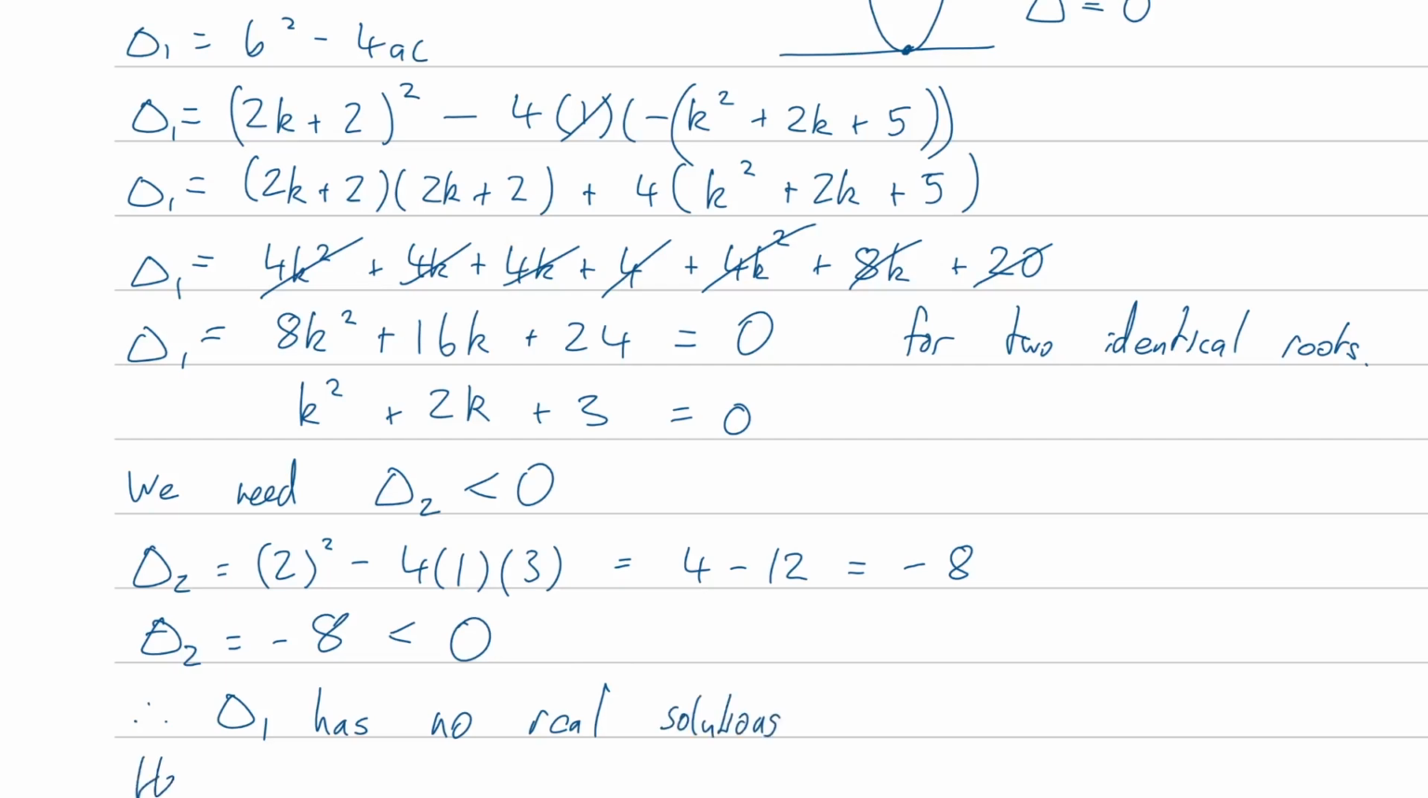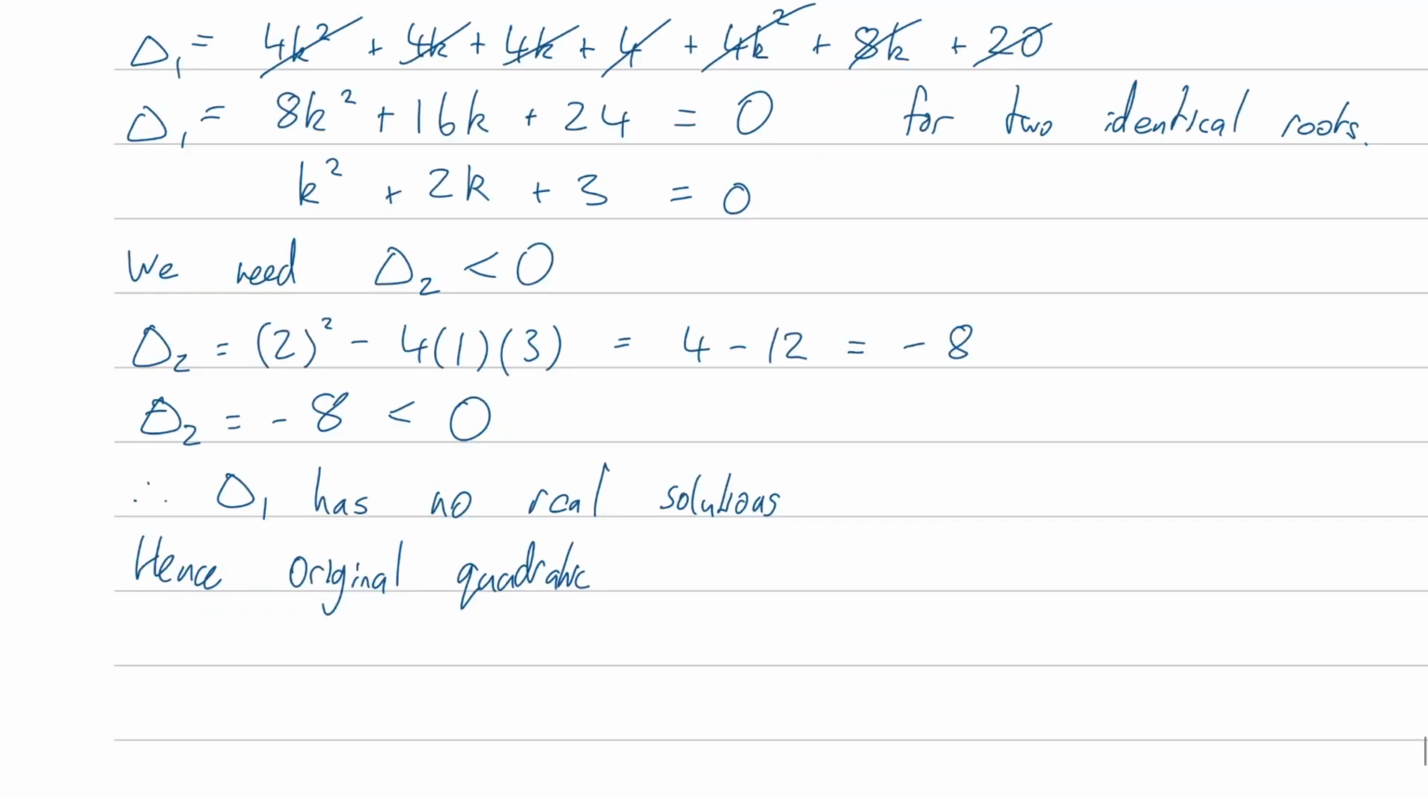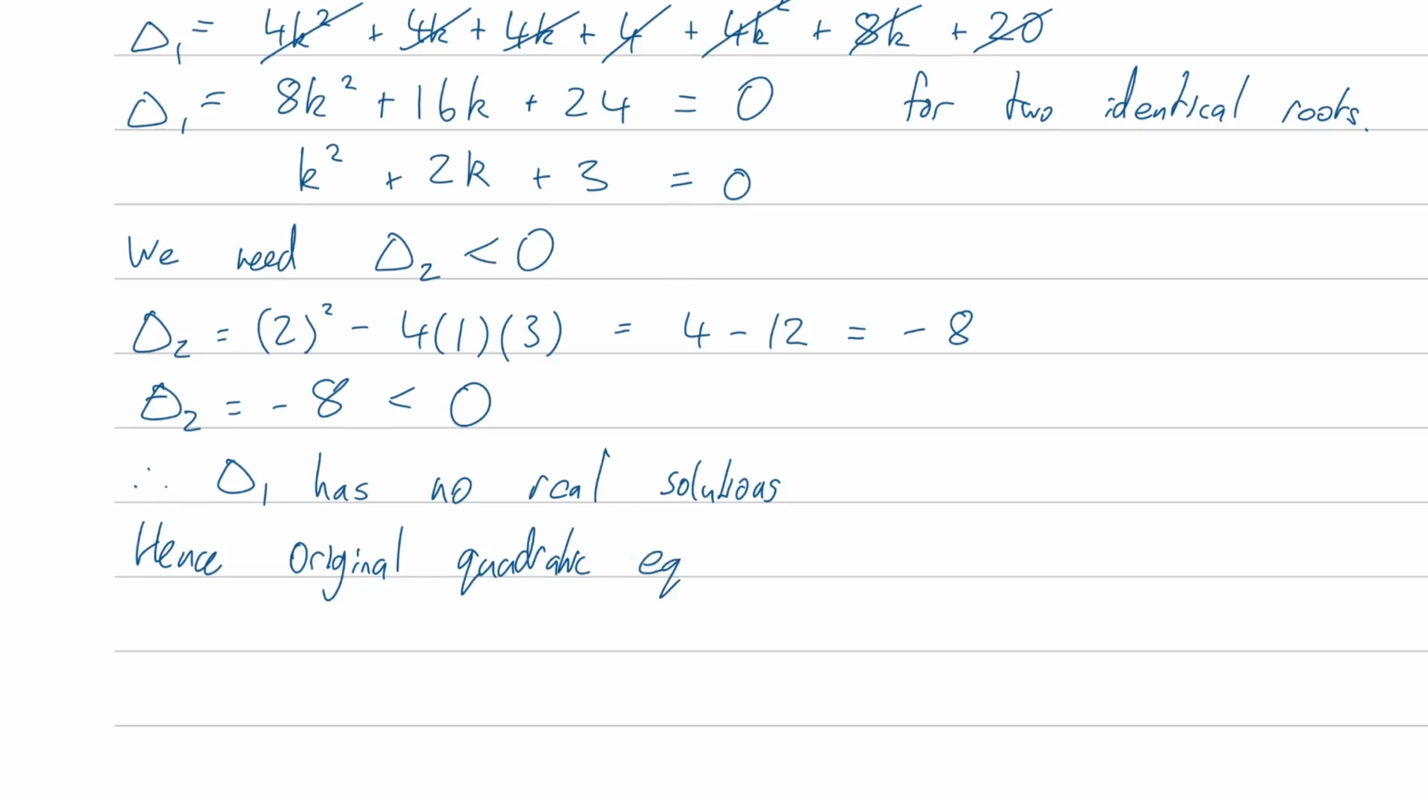Hence, the original quadratic equation cannot have two identical roots. And then we're done.